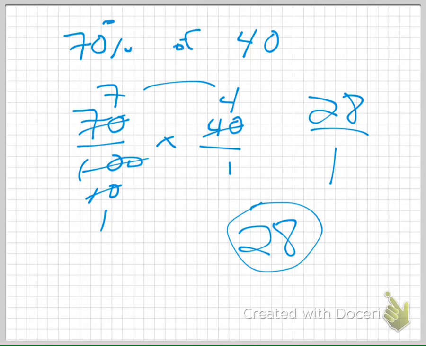How do you make sure that's right? Well, here's the deal. 70% is more than half, right? Is 28 a little bit more than half of 40? Yeah. That's what I mean by estimating. That number at least seems right. That's all you have to do. That's what estimating is.